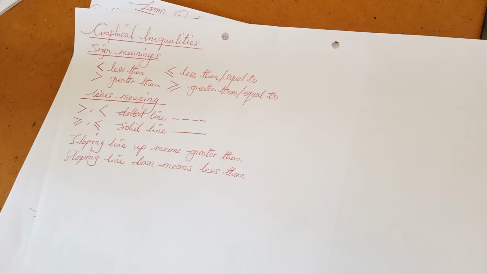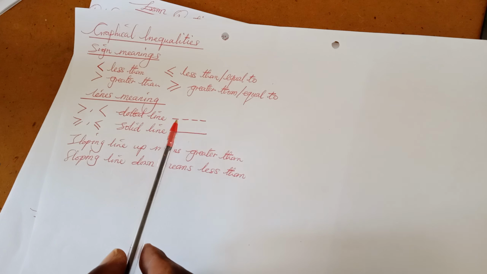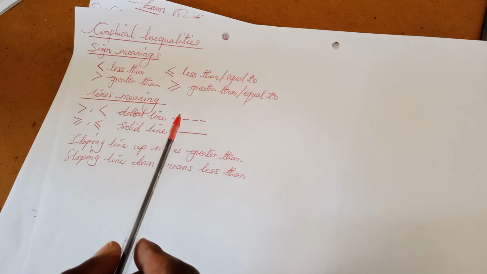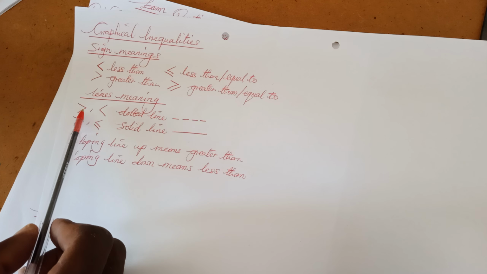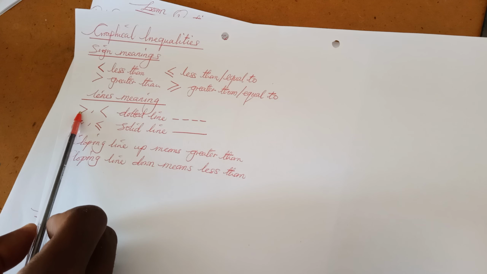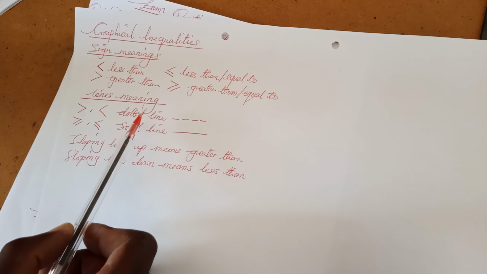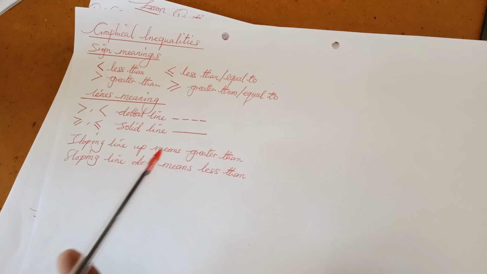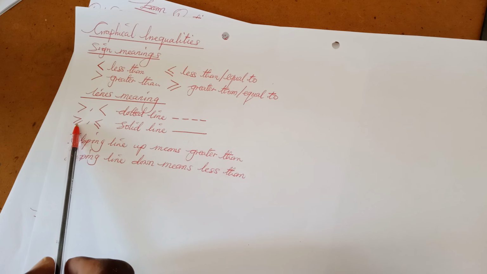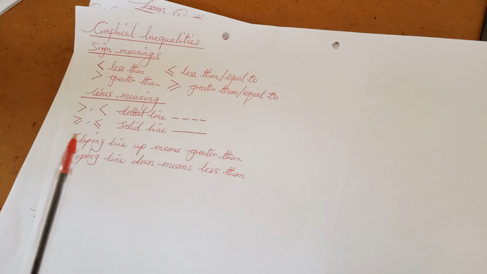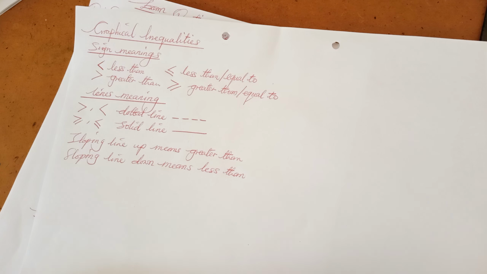Okay. Now, we also have lines. Let's say a dotted line. Okay, this is a dotted line. So a dotted line means it is either greater than or less than. That is what a dotted line means. For a solid line, it means that it is either greater than or equal to or less than or equal to when it is a solid line. You're going to see as we solve some examples that we have.